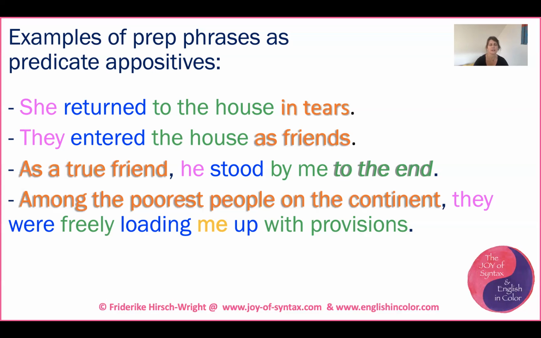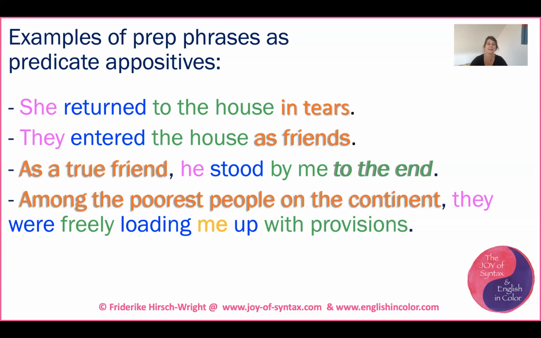Sometimes these structures are called free modifiers. But I think it's better to consider them predicate appositives. But anyway, don't want to fight about that. But you see, as a true friend is a prep phrase. It says something about the subject, and it has been placed in initial position. Same for the next example. Among the poorest people on the continent, they were freely loading me up with provisions.